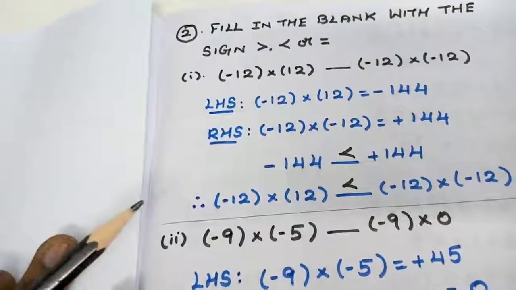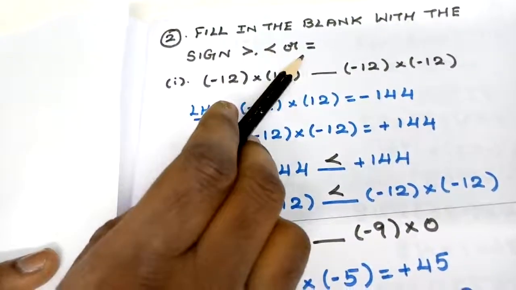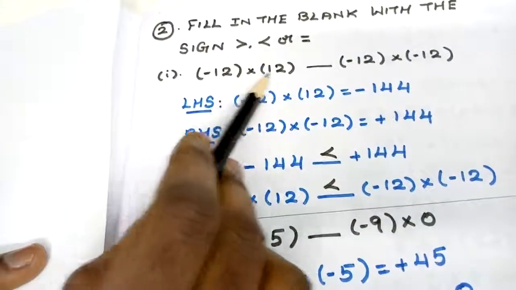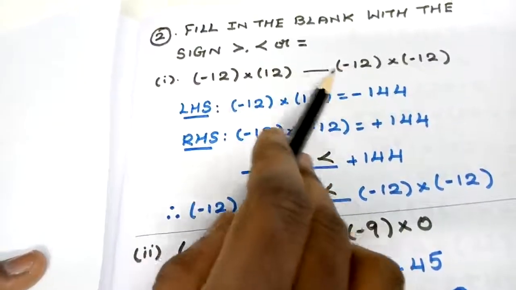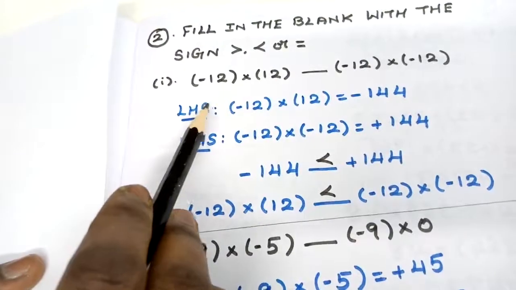Question number 2. Fill in the blanks with the sign greater than, less than or equal to. They are going to give the question like this. On the left hand side they will give you a value and on the right hand side they give you a value. In between these two values they put a dash. I am going to calculate in this way, students.